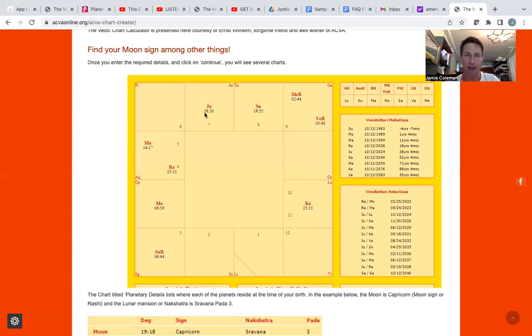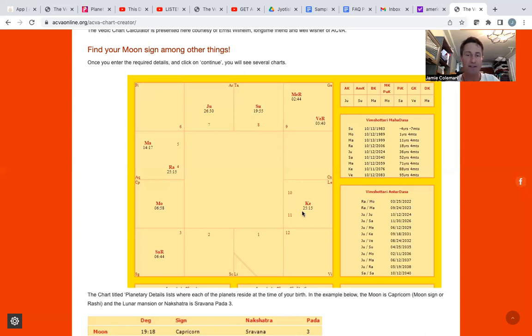So, for instance, Aries is typically the starting sign of the zodiac. Then we have Taurus, Gemini, Cancer, Leo, Virgo, Libra, Scorpio, Sagittarius, Capricorn, Aquarius, and Pisces. And you can see the little abbreviations in the corners of the boxes that represent each of the names of the specific signs. Then you see these letters in the boxes themselves, and these letters are representative of the position of the planets at the time of birth.